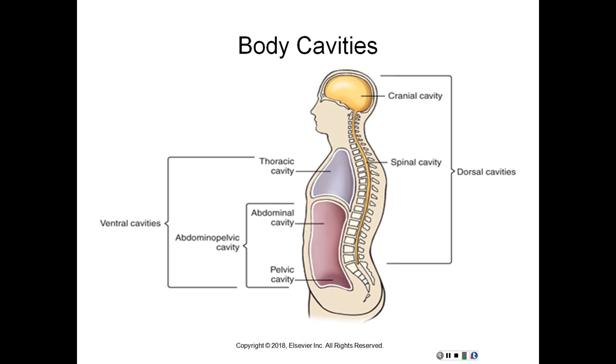Abdominal cavity, space containing the stomach, intestines, kidneys, adrenal glands, liver, gallbladder, pancreas, spleen, and ureters. Pelvic cavity, space containing the urinary bladder, certain reproductive organs, parts of the small and large intestine, and the anus. And then we have the abdominal pelvic cavity, which basically is the pelvic and abdominal cavity together.